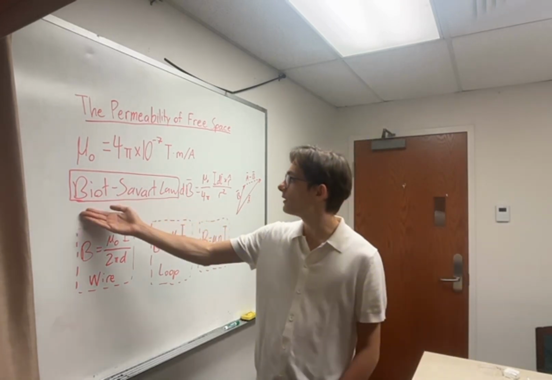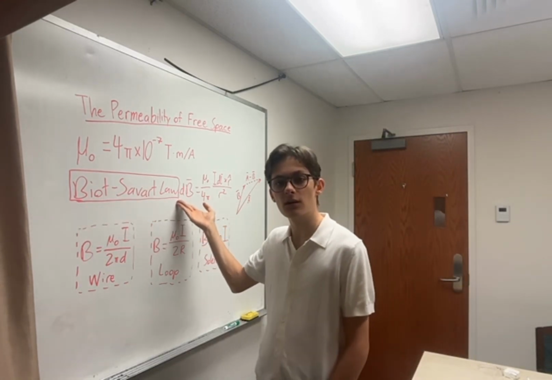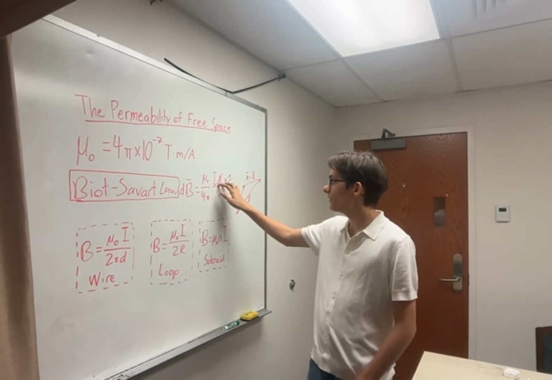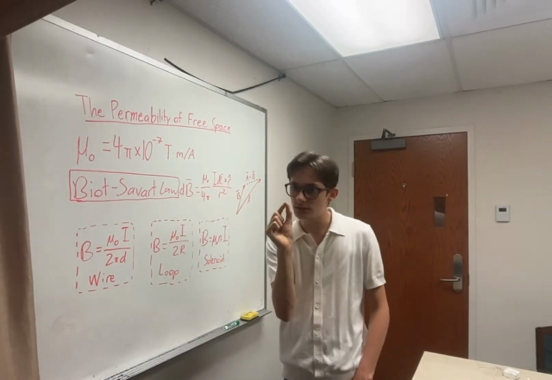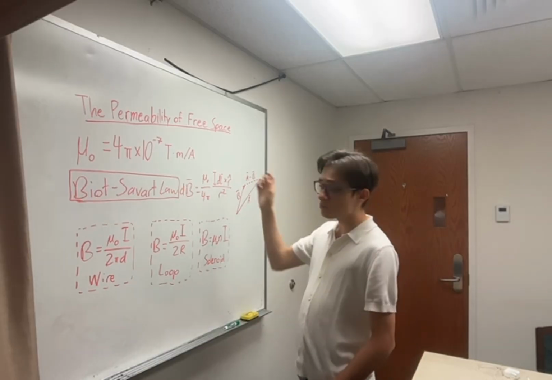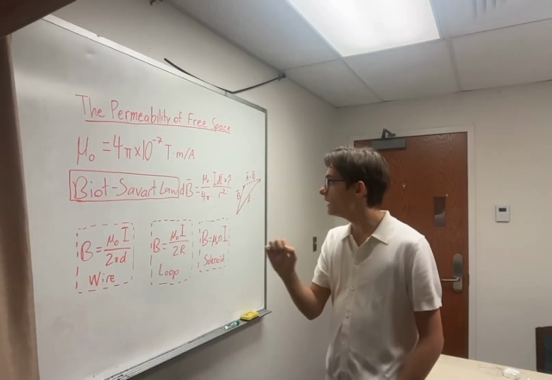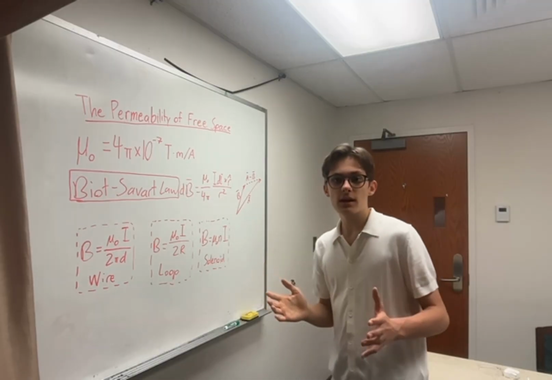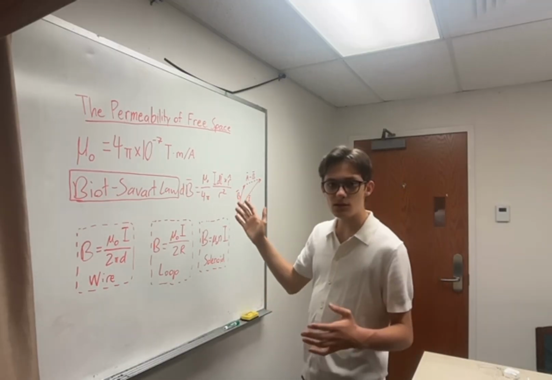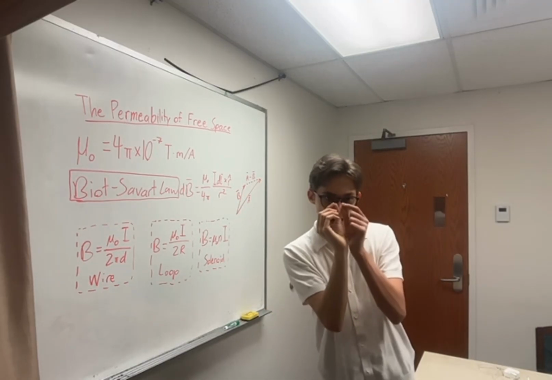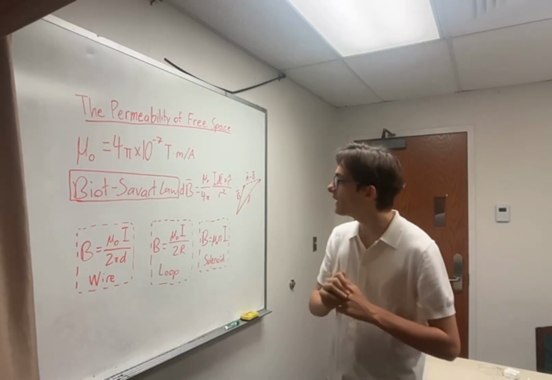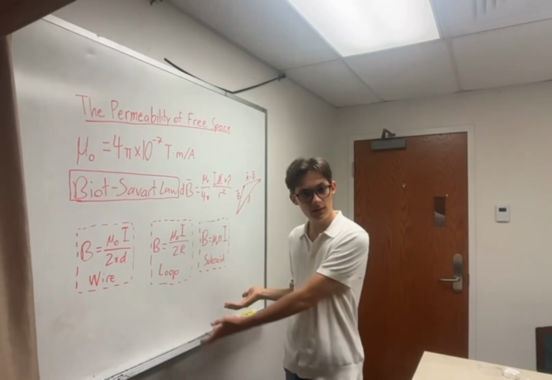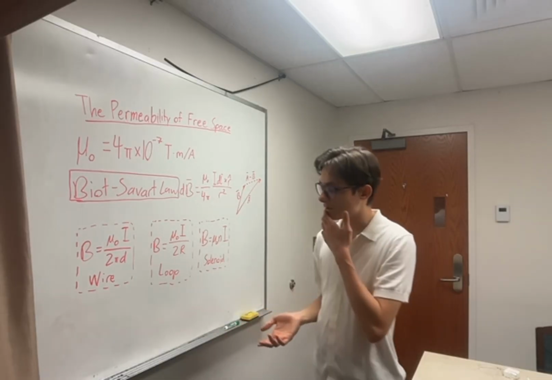We have the Biot-Savart law, which states that a small section of the wire with a current going through it induces a magnetic field. When we integrate this, or just add up all those tiny pieces of the wire, we get different equations based on the different shapes of the wire.